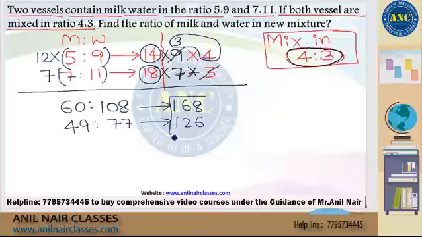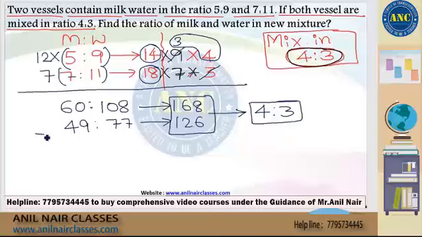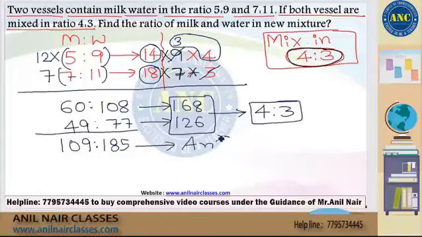Check it out if you want. 168 is to 126 will definitely be in the ratio of 4:3. The final ratio of milk and water is 60 plus 49, it is 109, and 108 plus 77, it is 185. This should be my final answer. Whenever they want you to keep it in some ratio other than the equal ratio, first make it as equal ratio and then convert it to whatever the ratio they are asking. Simple.